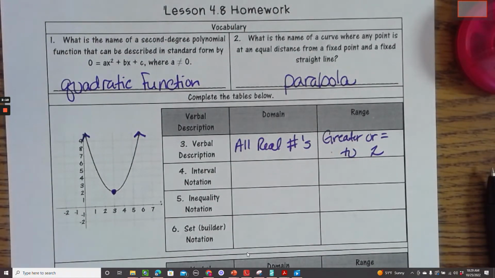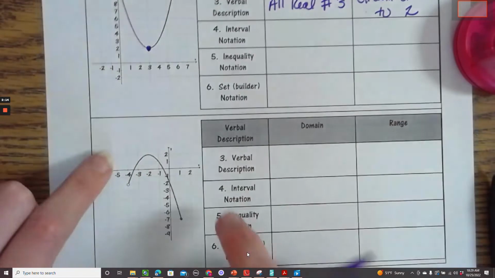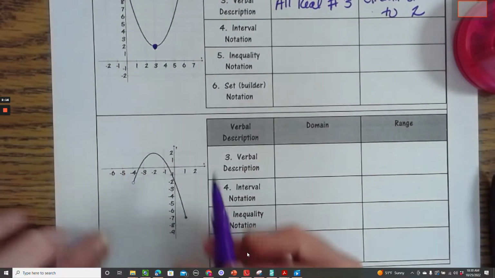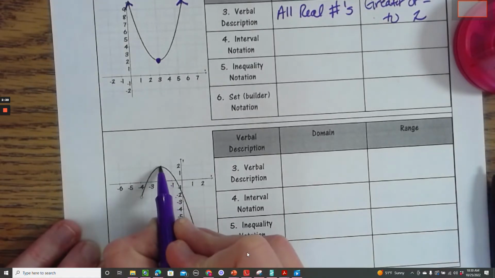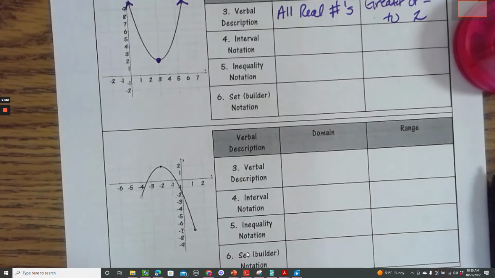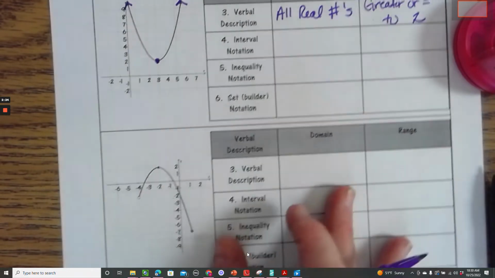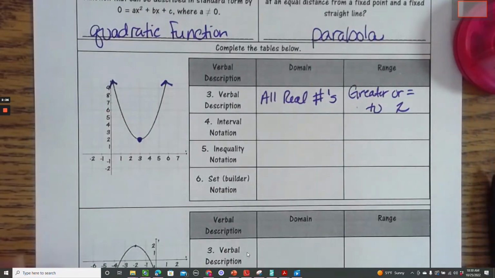Algebra kids really mess up on that one, especially when it's the points, because they want to go, oh, -2 and -7, and they completely forget about looking and checking the vertex. Always check the vertex, and that's usually your starting or end point.